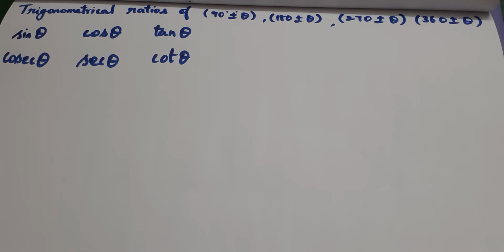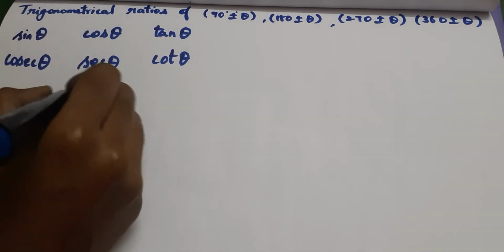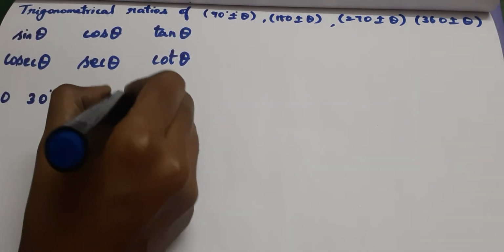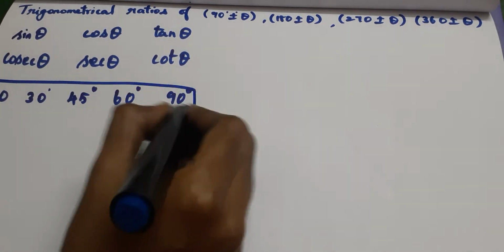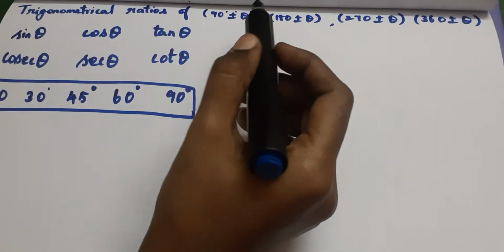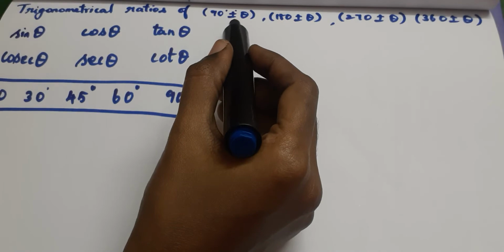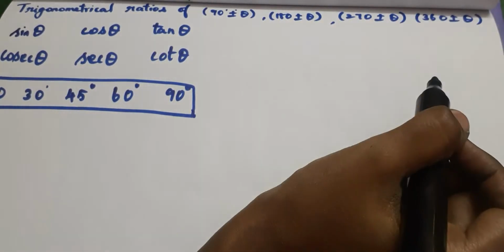So what we studied up to the 10th standard level is 0 degree, 30 degree, 45 degree, 60 degree and 90 degree. So for these angles we got the values in the 10th standard, right? Now we are going to move further, that is we are going to find the values of 90 plus or minus theta, and 180, 270 and 360 plus or minus theta.